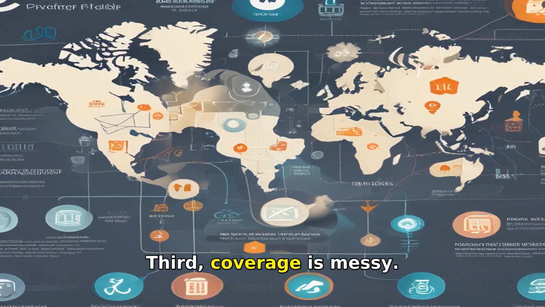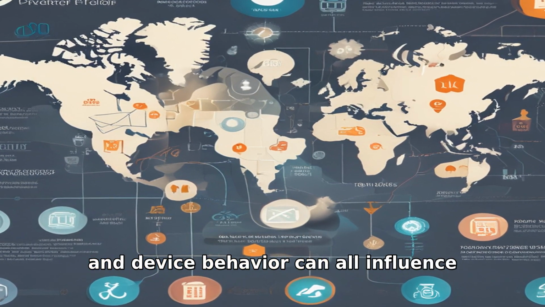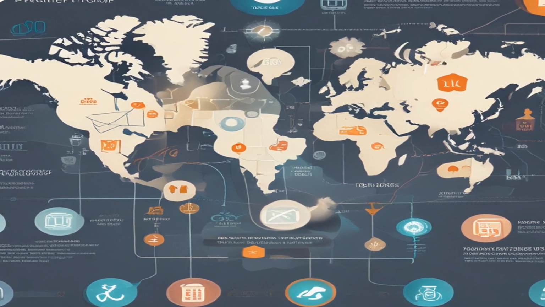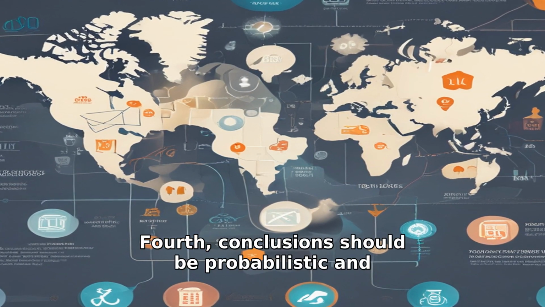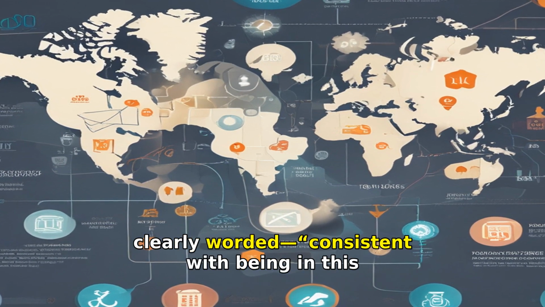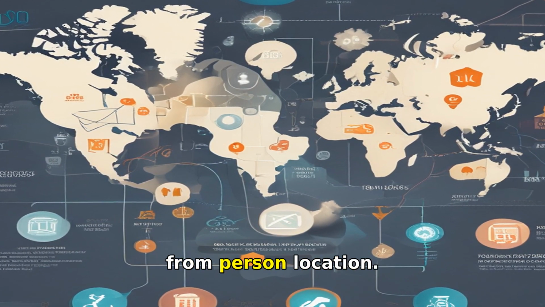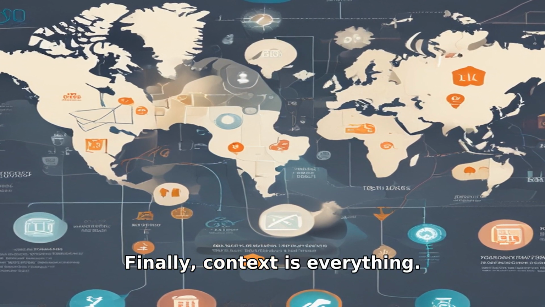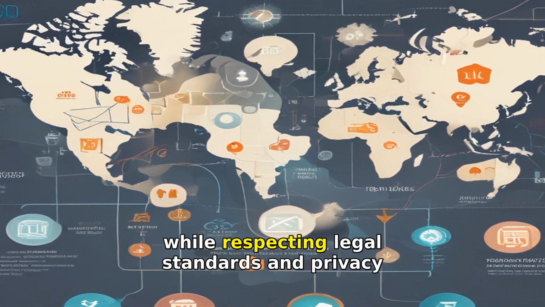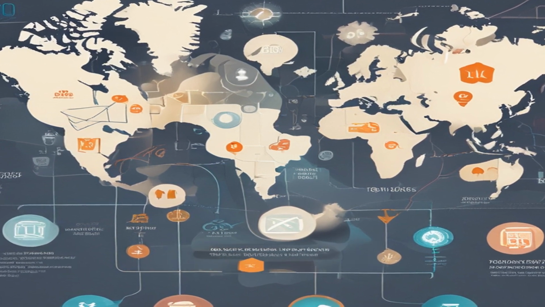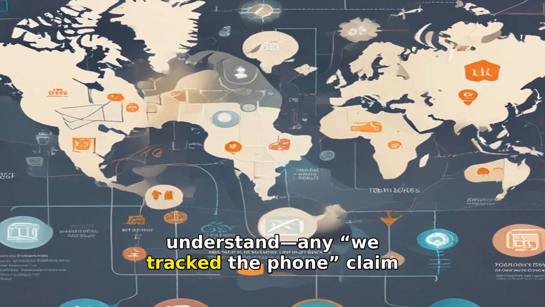Third, coverage is messy. Terrain, buildings, network load, and device behavior can all influence which tower a phone uses. That's why good analyses involve testing, not just theory. Fourth, conclusions should be probabilistic and clearly worded, such as "consistent with being in this area," and should always separate phone location from person location. Finally, context is everything. The strongest cases combine location data with corroborating evidence, while respecting legal standards and privacy concerns. With these principles, you're now equipped to question and better understand any "we tracked the phone" claim you hear.